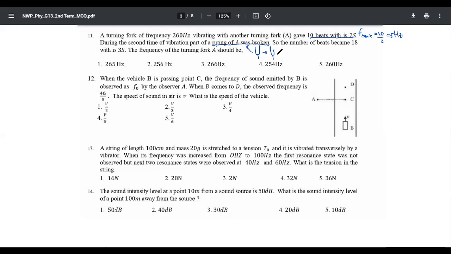What will happen to the frequency of A? So the frequency of A will reduce, sorry, increase. Yes, it will increase. Why does it increase? Because its size reduces. When the size of a tuning fork reduces, the frequency will increase.